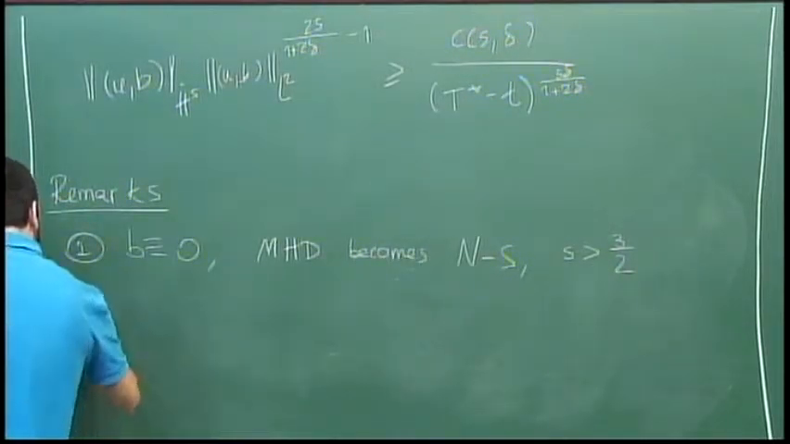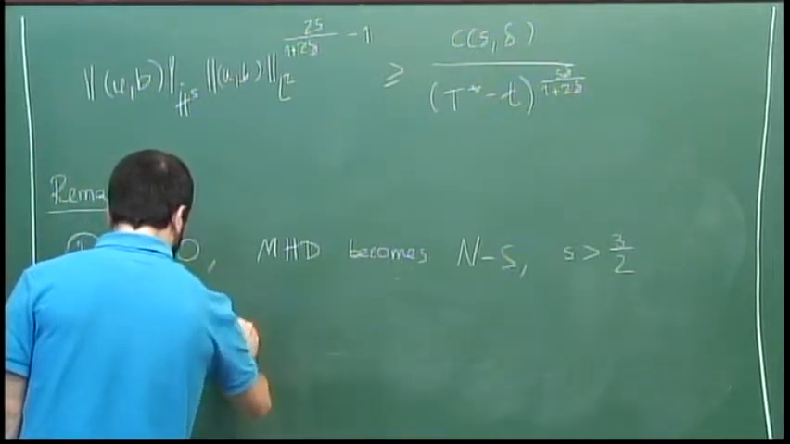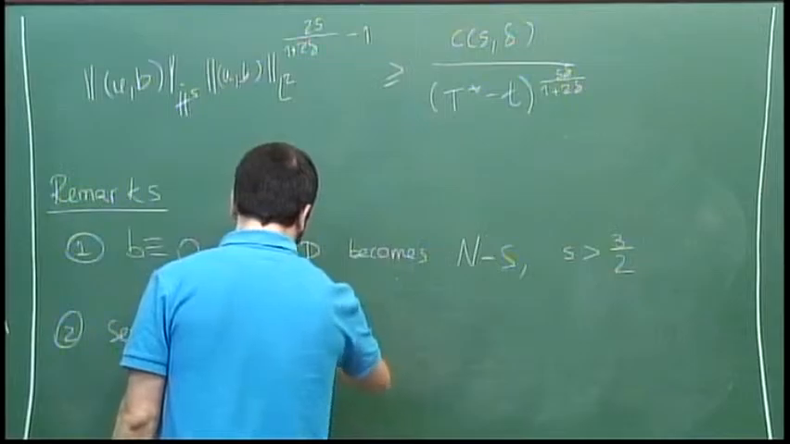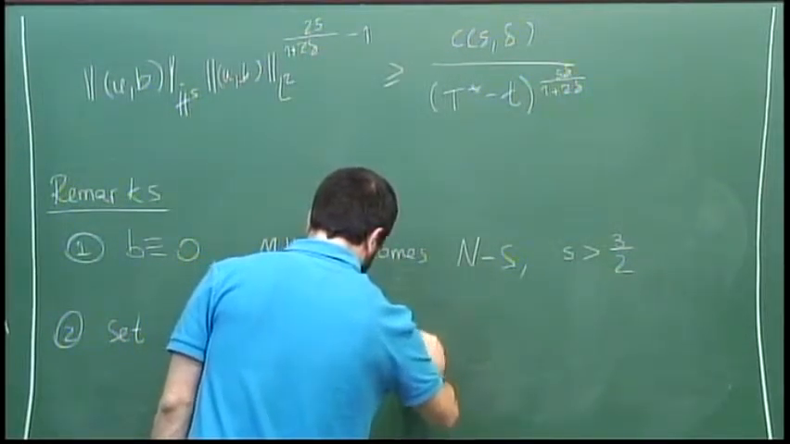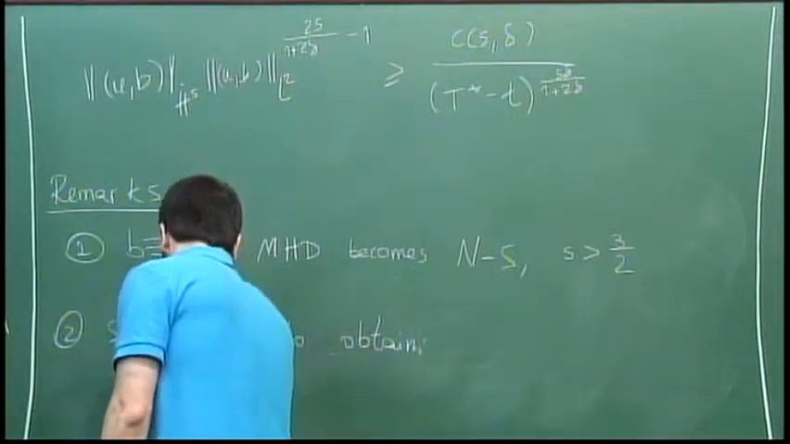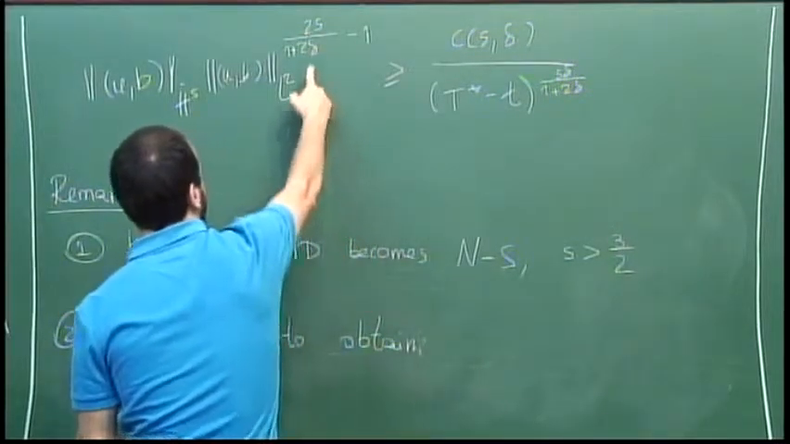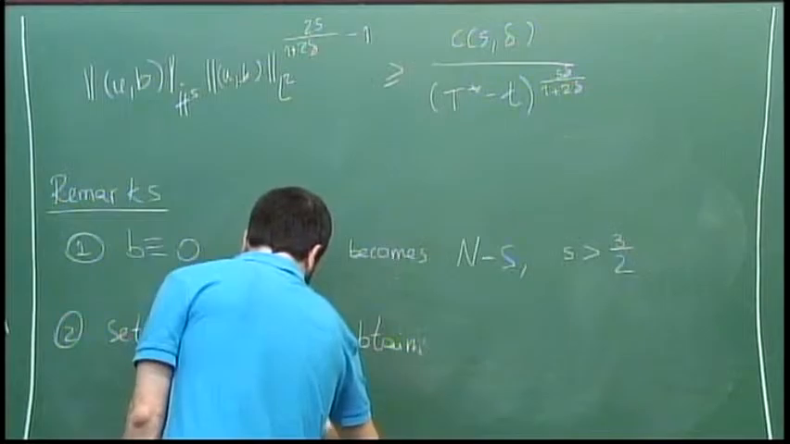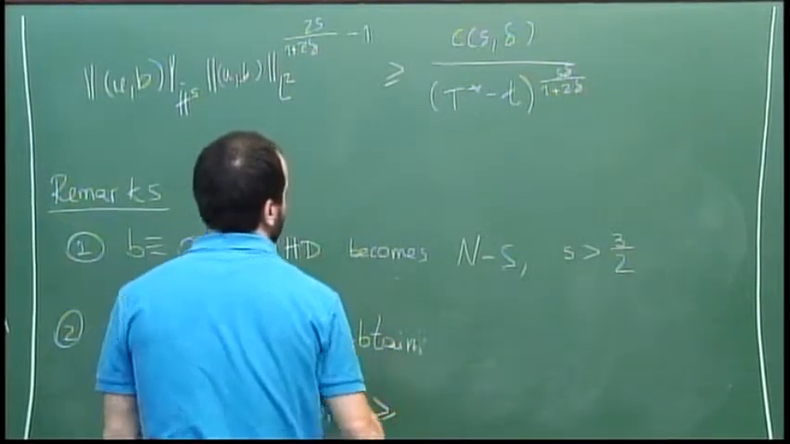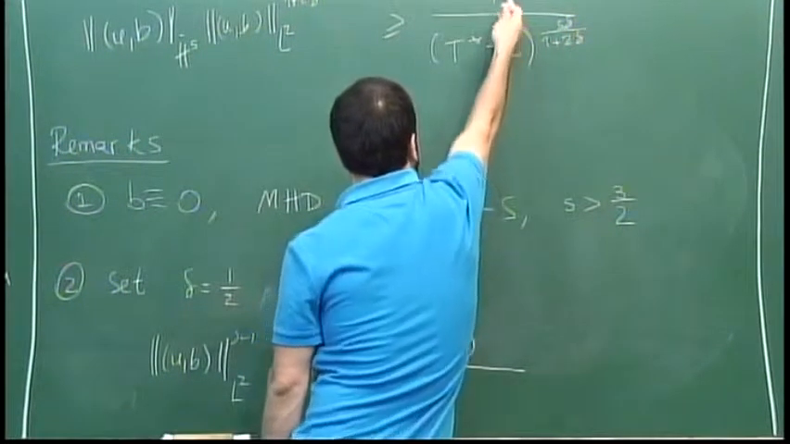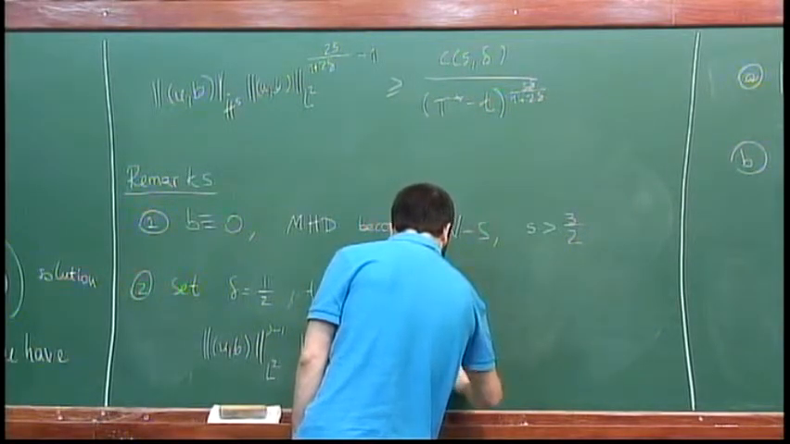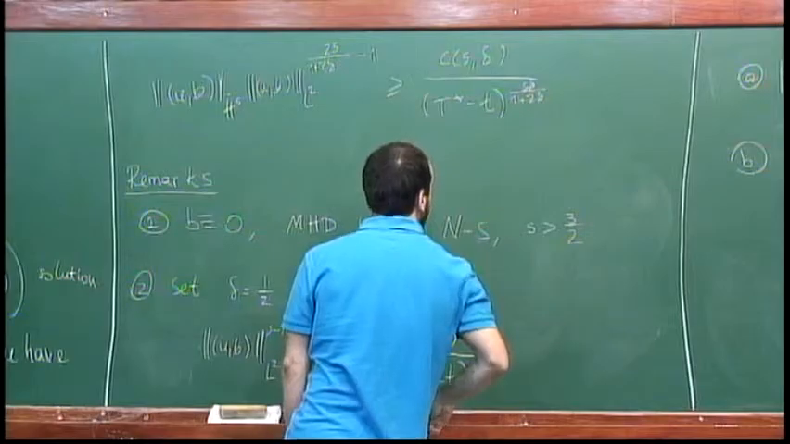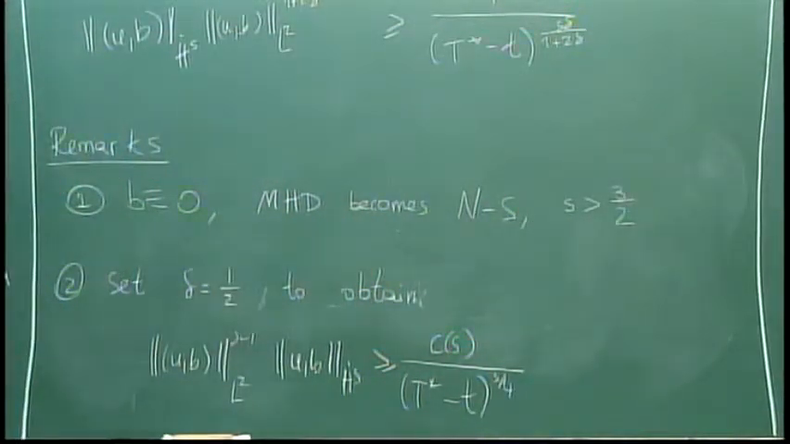And then a second remark is if we set delta equal to 1/2, we get exactly that, so to obtain the L2 norm of (U, B) to the S minus 1, right? You put 1/2 here, and then this cancels, and you get S minus 1. And this is greater than C of S, this now is fixed, right? So we don't have any dependence. And here you get 1/2 over 2. So you get S over 4, which is the same sort of inequality.